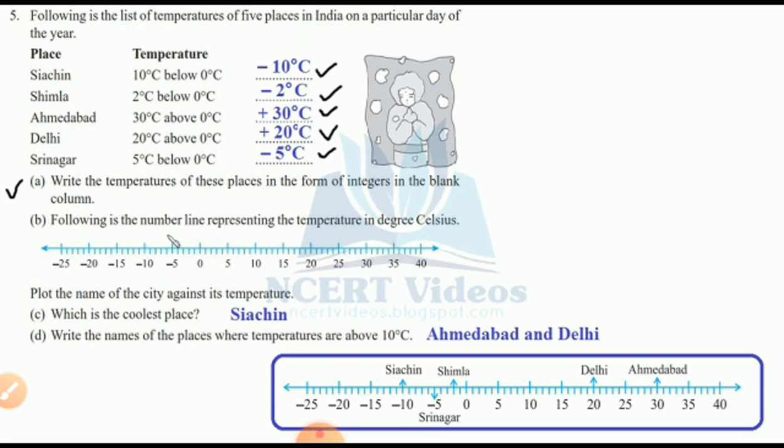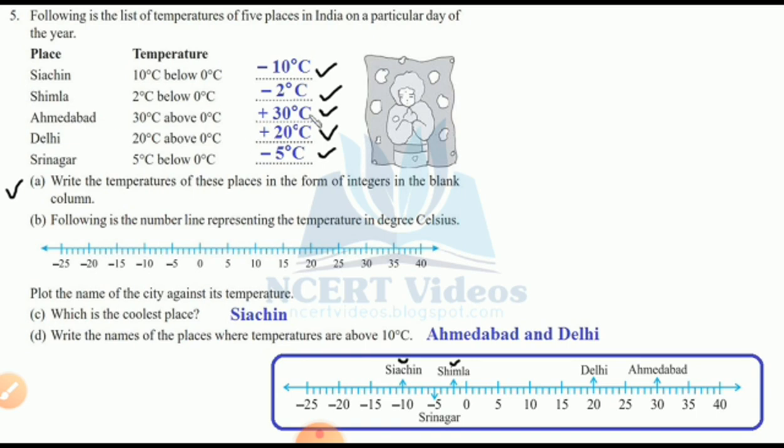B. Following is the number line representing the temperature in degree Celsius. Like kilogram, gram, rupees, centimeter, meter, which are different units, here Celsius is also one unit of temperature. Yes, my dear students, the answer is here. Downside you can see the names of the places according to the temperatures. Yes, Srinagar -5, Shimla -2 degree and Siachen -10 degree. Same way Delhi 20 degree plus and Ahmedabad +30 degree.